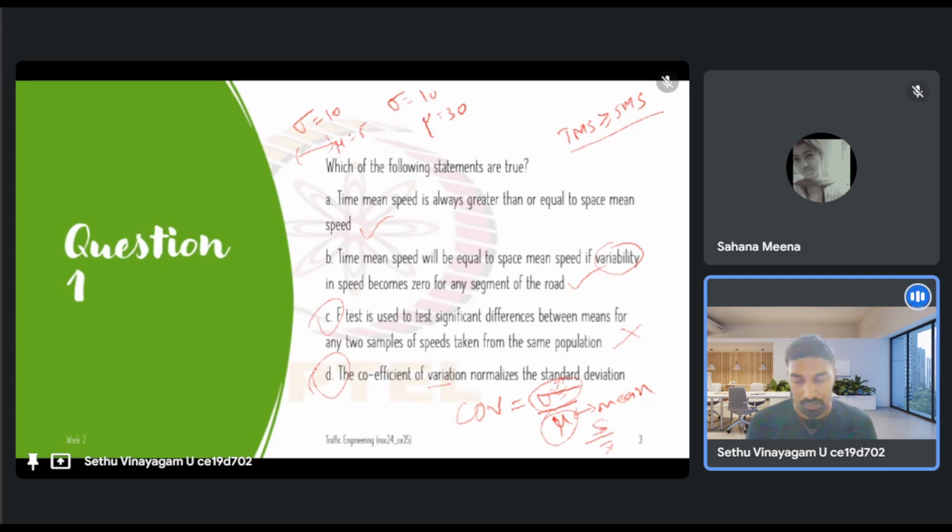But in one case, the mean is 5, which means most of the values are smaller in this case. So when most of the values are smaller, you have some values which are very large. That's why your sigma is 10. So which means there is a larger difference among the values in this particular case.